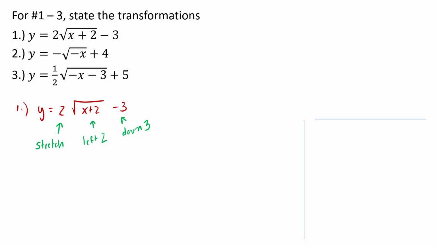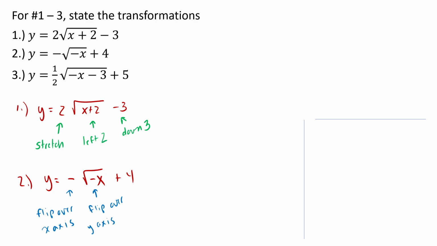Let's see, next one. We have y is equal to negative, and then another negative, ouch. Okay, so looking at this one, we have a flip. Now this is on the outside, so this is a flip over the x-axis. And then this one is our new one. This is a flip over the y-axis. So this one's going to have 2 flips. It's going to flip over one and then over the other. And then our plus 4 on the outside is, of course, going to send the graph up 4.